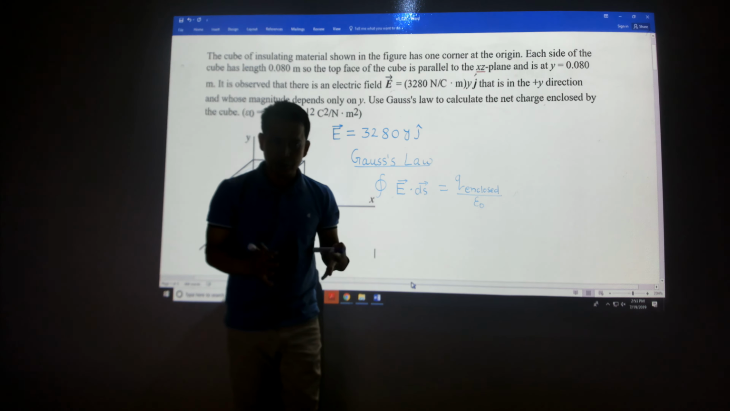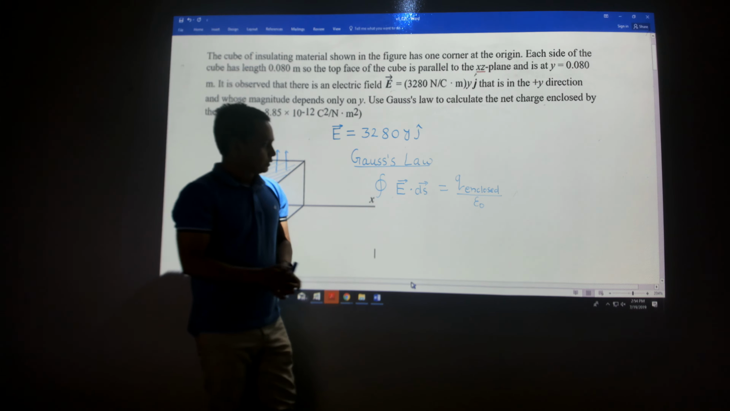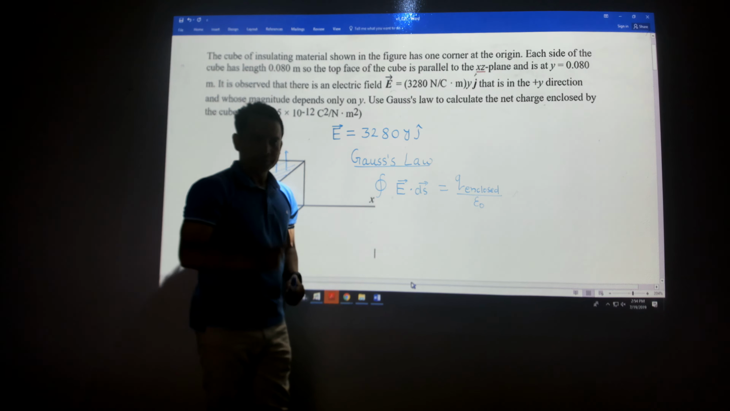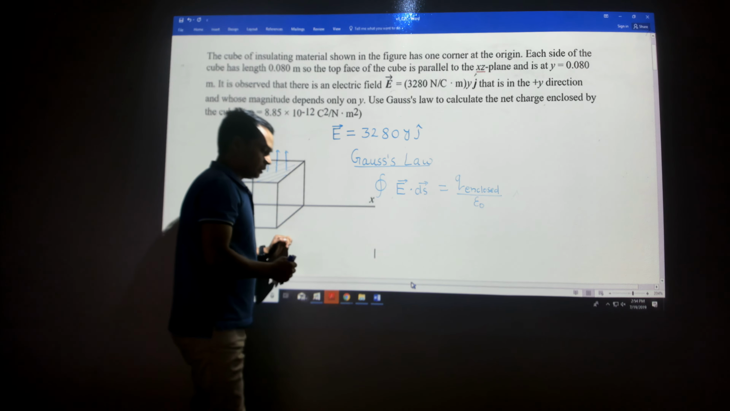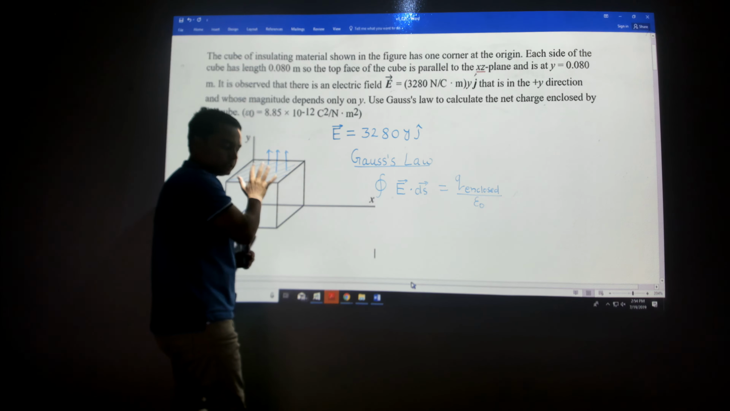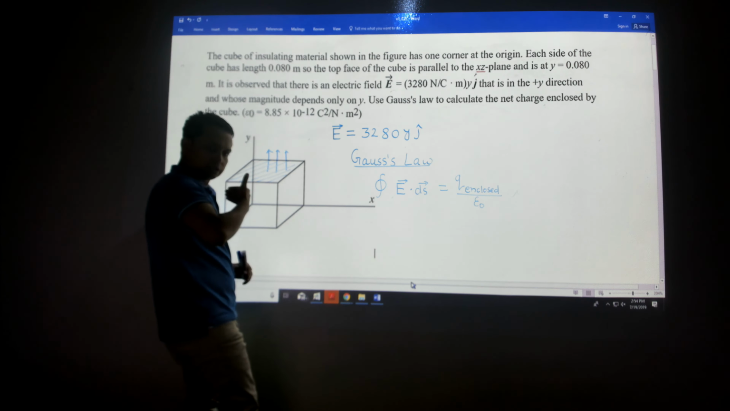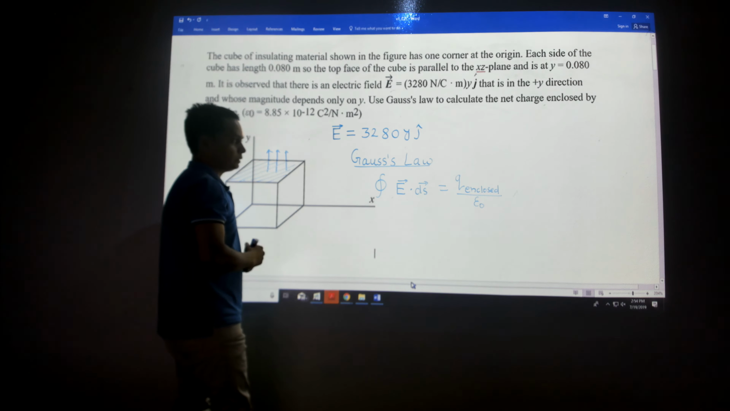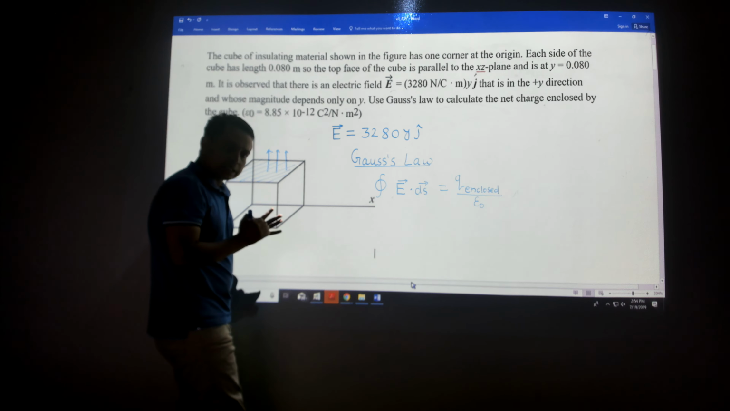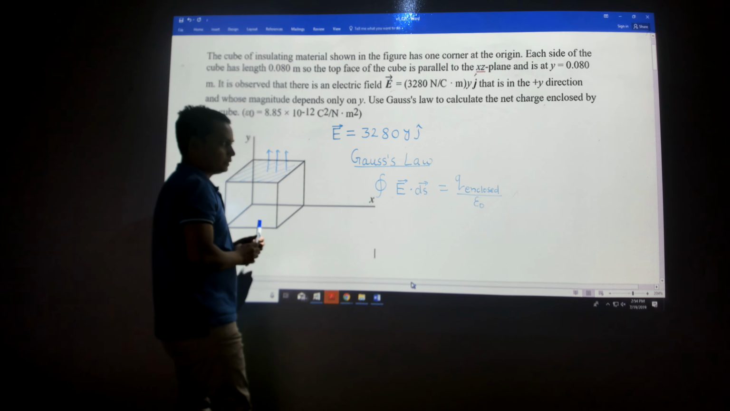But life is so much easier here if you just pay attention. This is the electric field, and this one is the elementary area. As I mentioned, the electric field only passes through the top face. There is no electric field coming out of this surface, or through this surface, or through the back surface. So let's find out what the electric field value is at the top side.